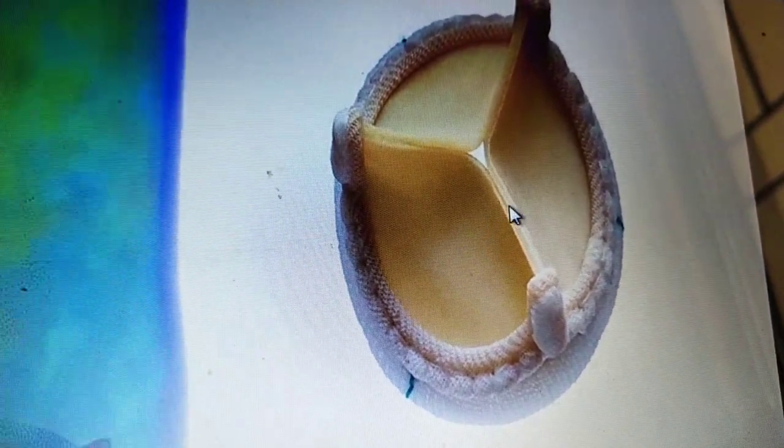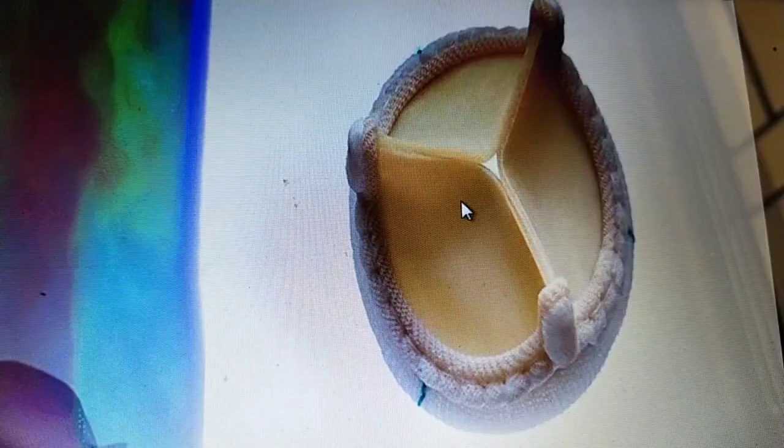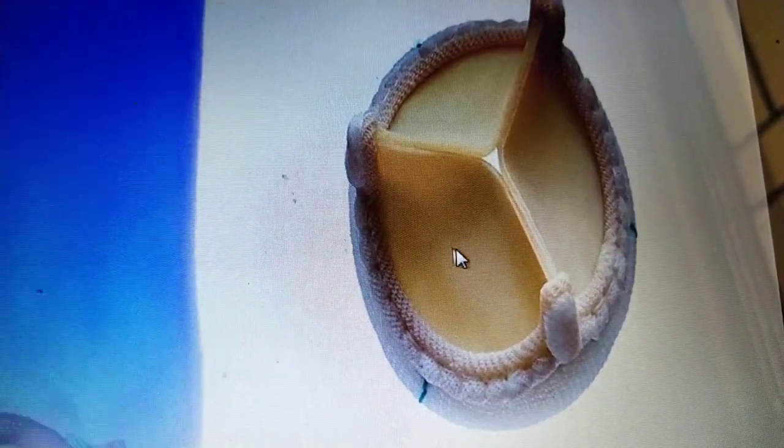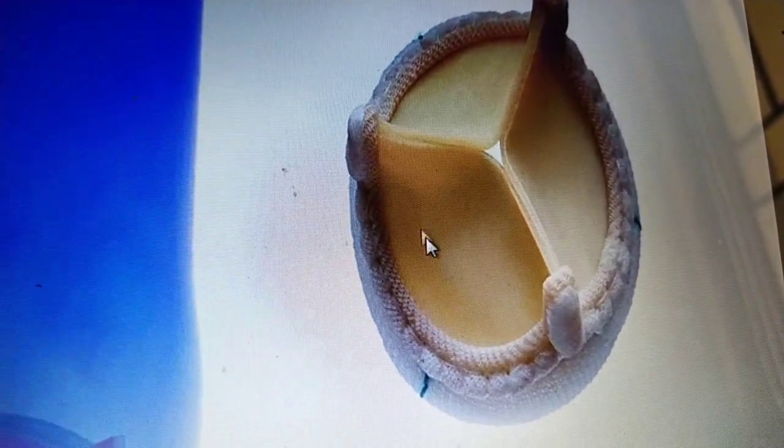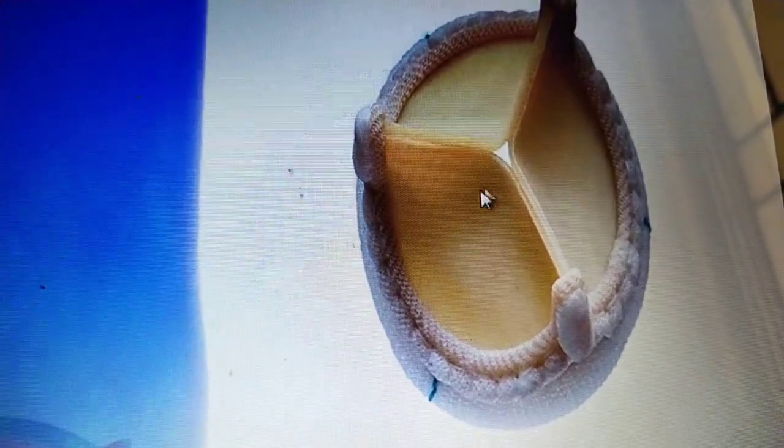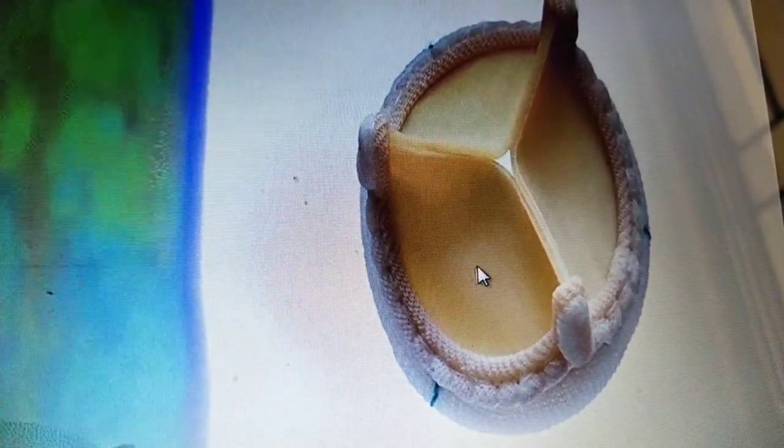These cusps also have a dilated part just above them. That dilated part is called the sinuses.